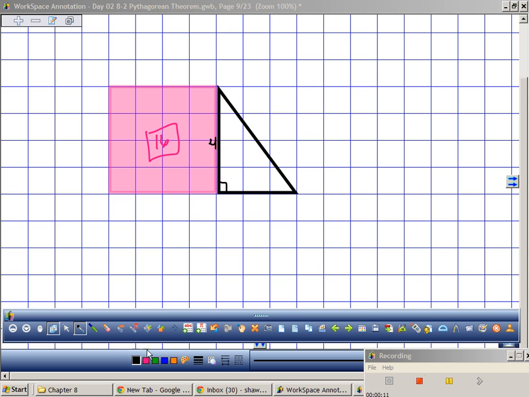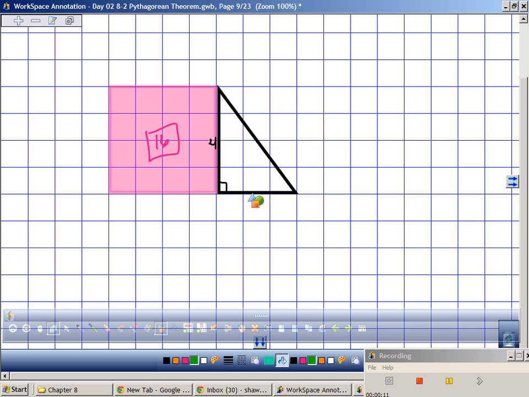What about this leg? Let's change it to green. This leg has a side length of what? 3. So what's going to be the area of this square? 9.